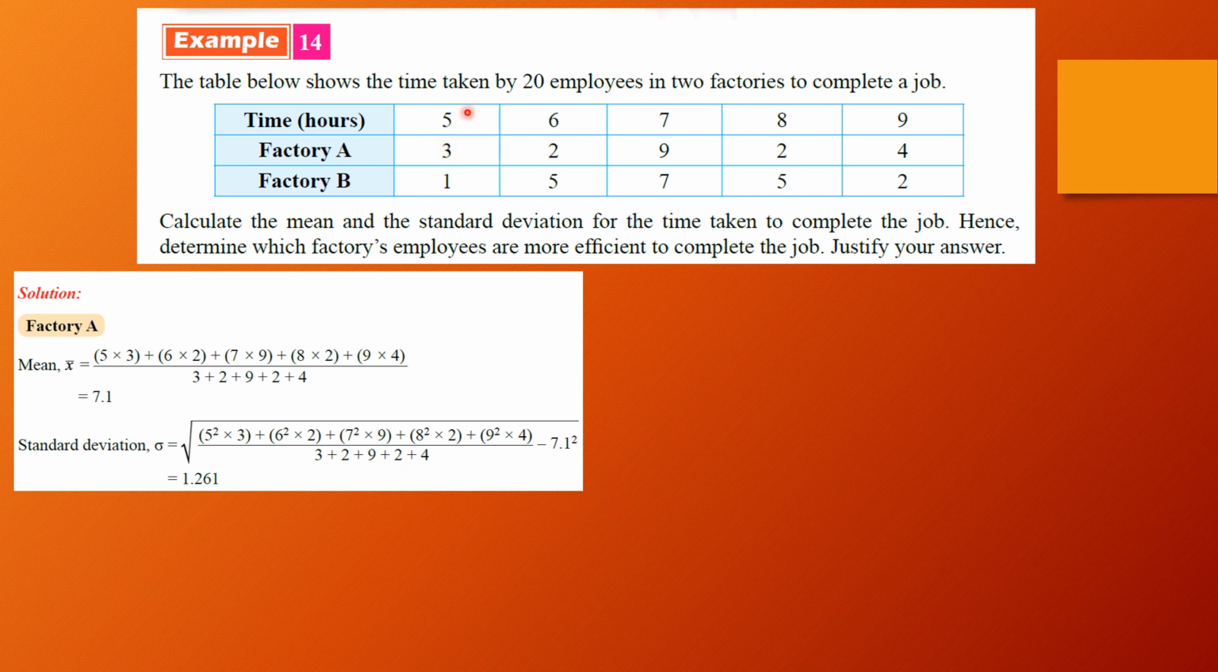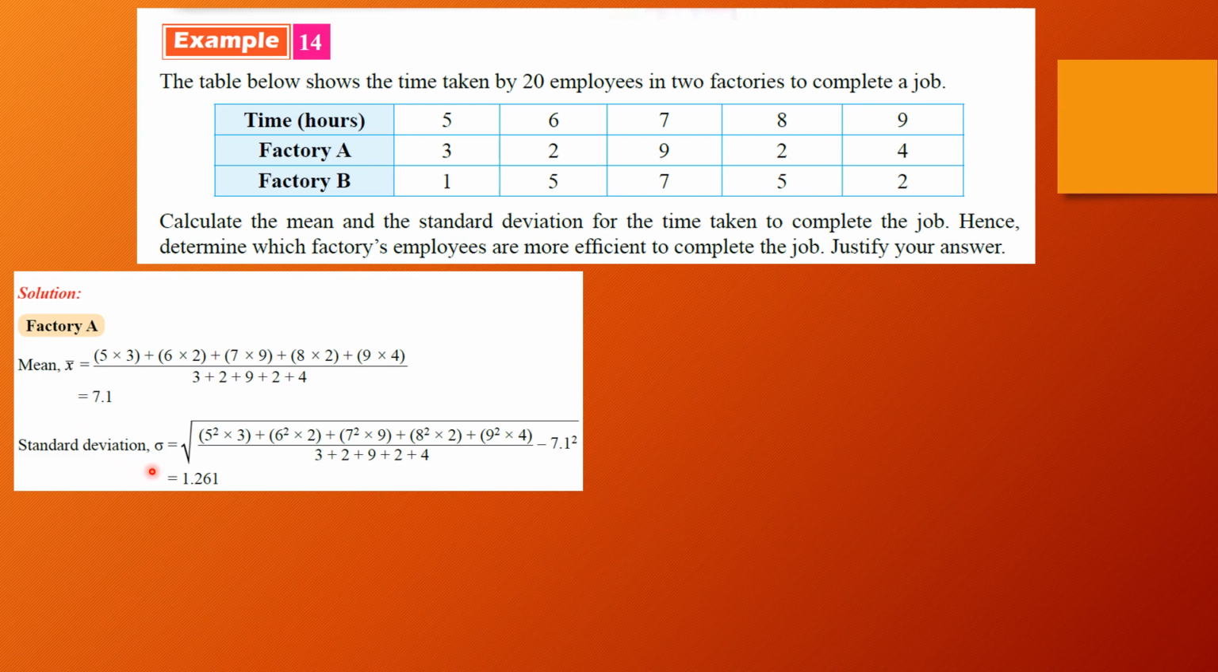You take 5 times 3 plus 6 times 2 plus 7 times 9 plus 8 times 2 plus 9 times 4, divided by total employees. Total employees here you get 20: 3 plus 2, 5 plus 9, 14 plus 2, 16 plus 4, 20. So when you calculate this, you get 7.1 as the mean.